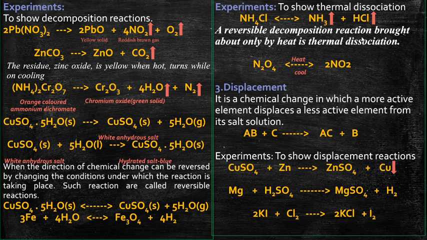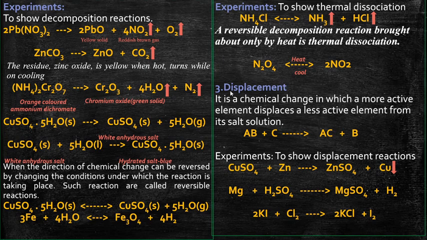That is nothing but the formation of ammonium chloride. So when heated, it decomposes, the gases go up, and there the temperature reduces, and again it cools down and forms ammonium chloride. So this is a kind of reversible reaction. A reversible decomposition reaction brought about only by heat is known as thermal dissociation. You must know the difference between thermal dissociation and thermal decomposition. Understand? One more example is nitrogen tetroxide. On heating, it changes into nitrogen dioxide. On further cooling, it comes back as nitrogen tetroxide.